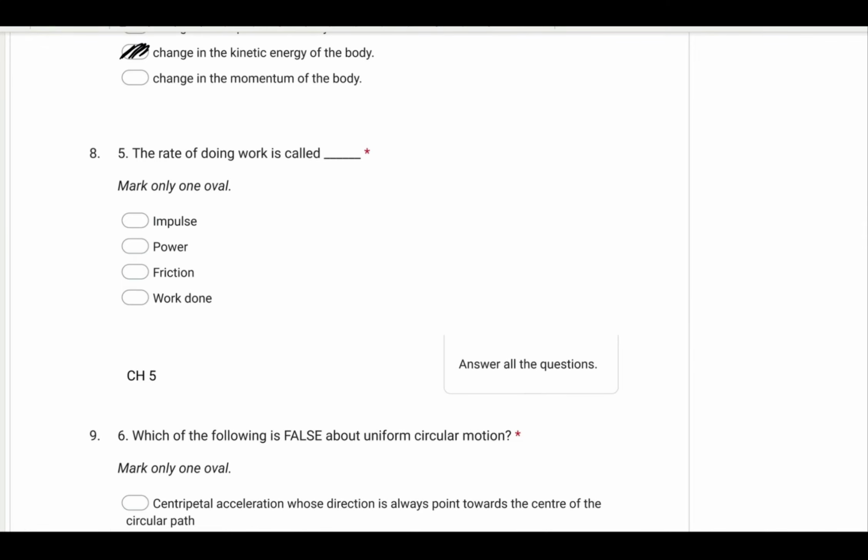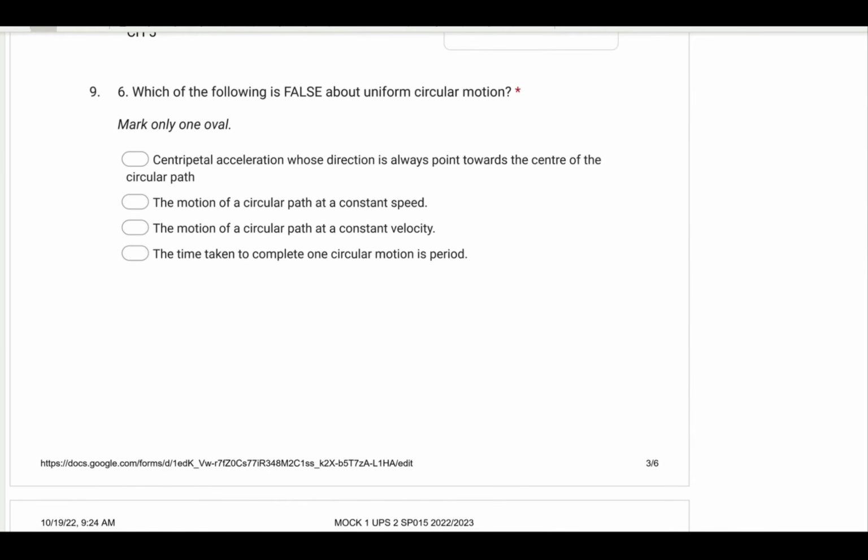Same goes to number 8. This is the definition of power, right? So the rate of doing work. Perkataan rate ni maksudnya kena bahagi dengan time lah. Work. The rate of doing work, W over T, and this is the equation of power. So the answer is B. Very easy.